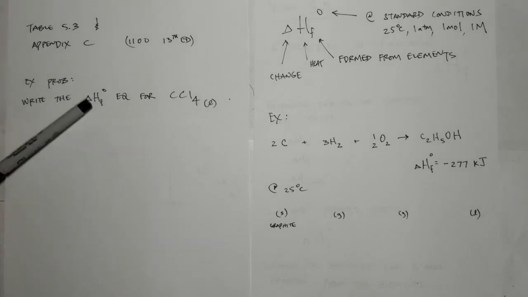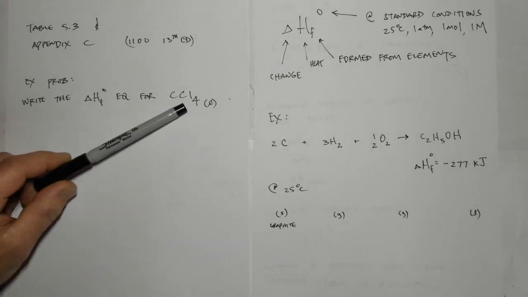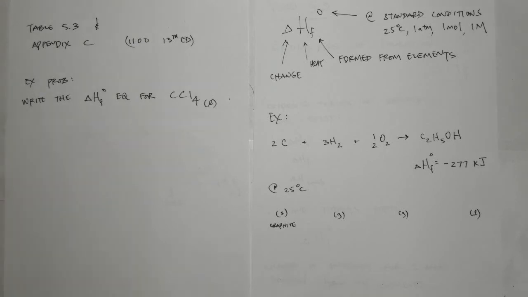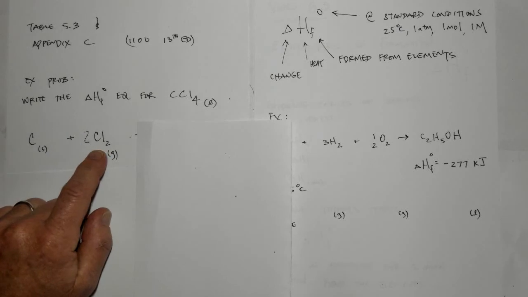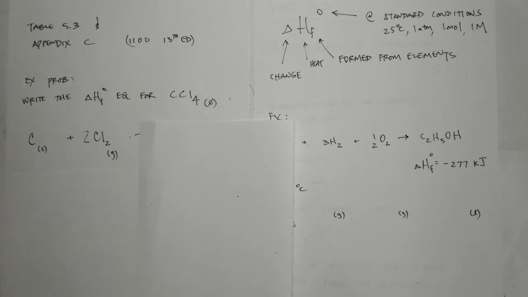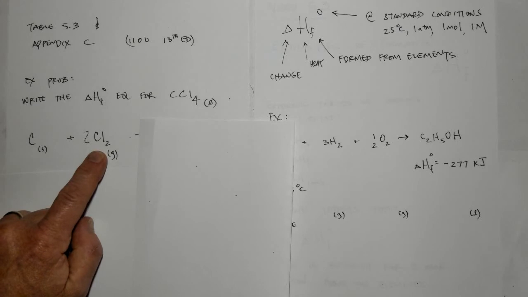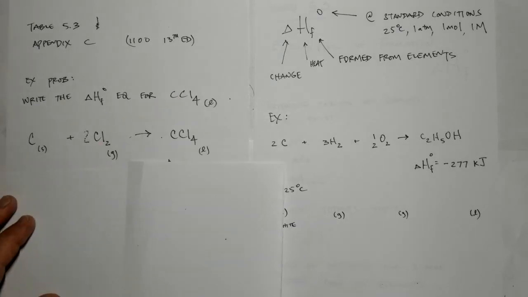Write the enthalpy of formation equation for CCl4 liquid. Carbon tetrachloride is a good organic solvent used in the laboratory. So first we have to take its elements, carbon, and then its element, chlorine, and write them in their elemental form. Remember, chlorine is one that's diatomic, so you write it as Cl2. And then we put CCl4 as a product.